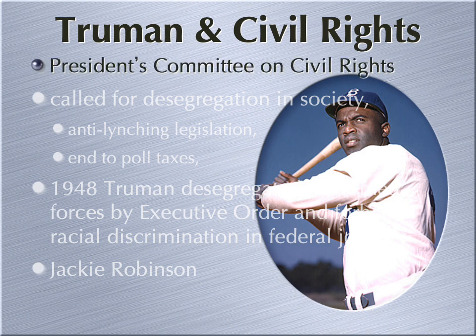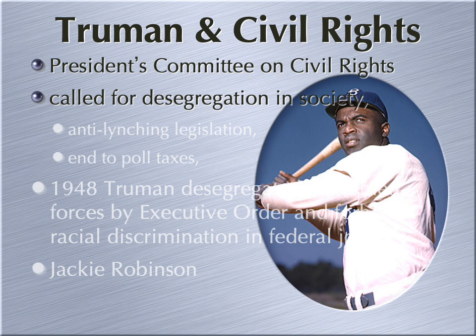But the president is going to create something called the President's Committee on Civil Rights. This is a guy who had Confederate ancestors, who's from Missouri, about the most conservative of conservative states, and all of a sudden he's wanting to have civil rights. Folks, this is when you know a new era has dawned, and he's going to call for desegregation in society. And some of these conservatives at that time are looking at him like, what in the world?